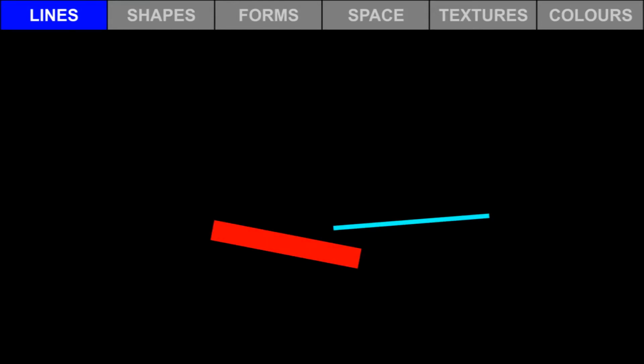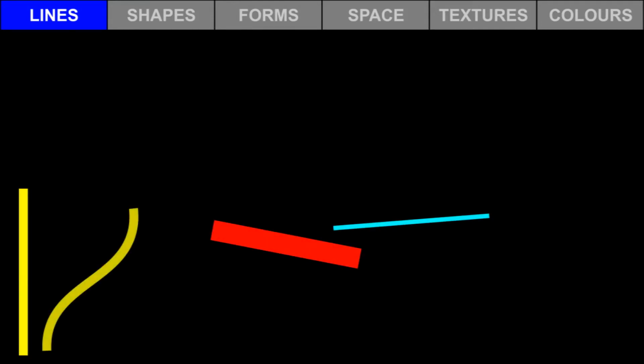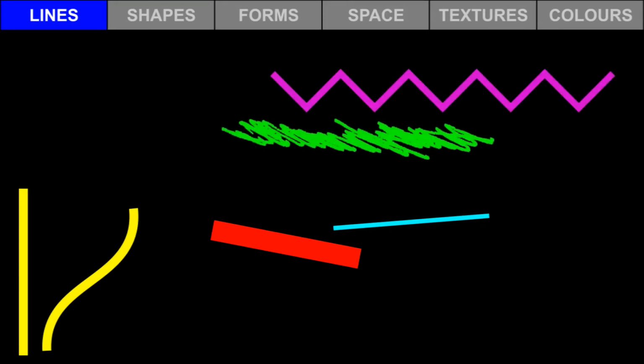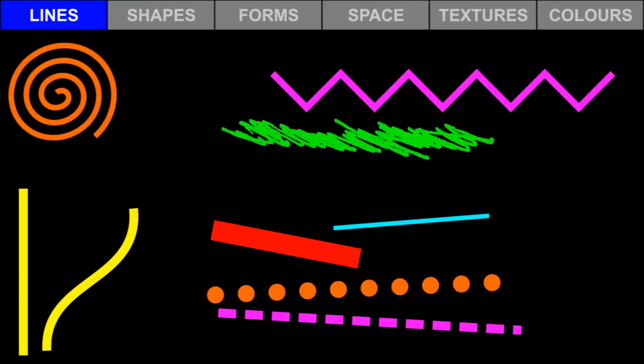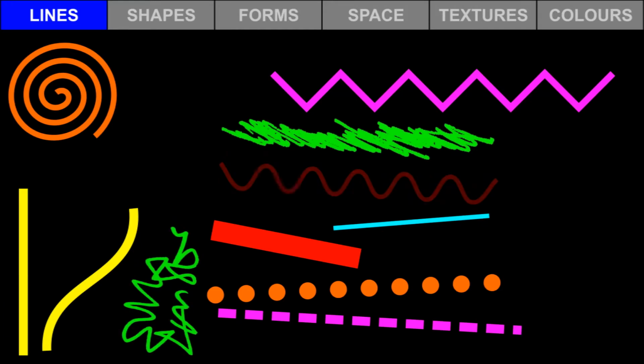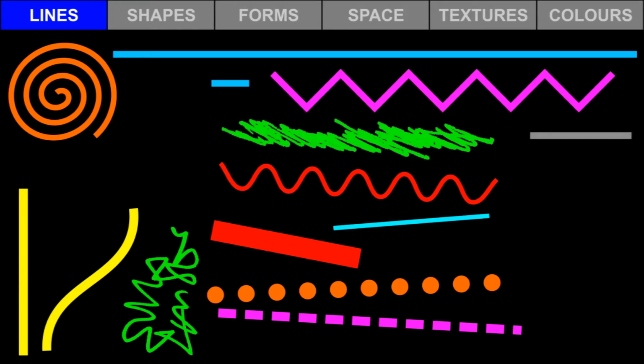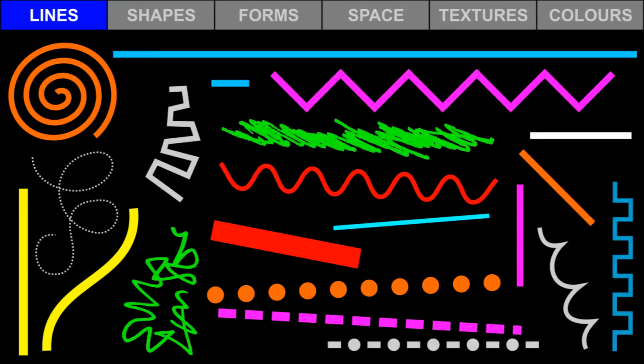Let's take a closer look at lines. There are thin lines, fat lines, straight lines, and curved lines. There are jagged lines, zigzag lines, dashed lines, and dotted lines. There are swirly lines, scribbly lines, smooth lines, and rough lines. Short, long, horizontal, vertical, diagonal, and much more.